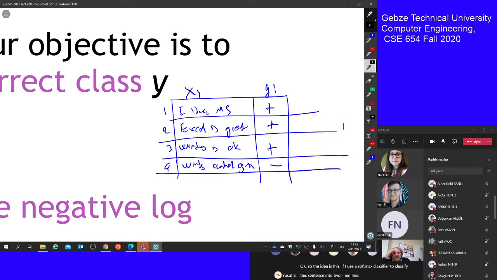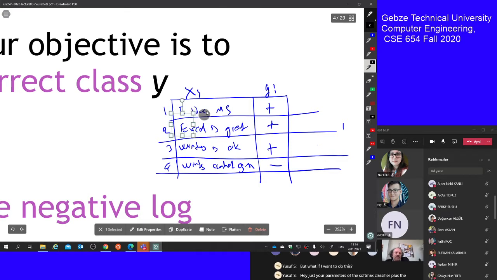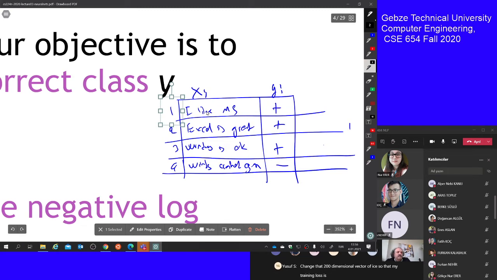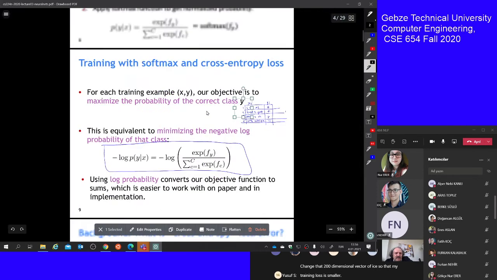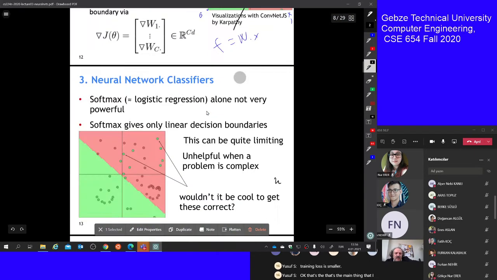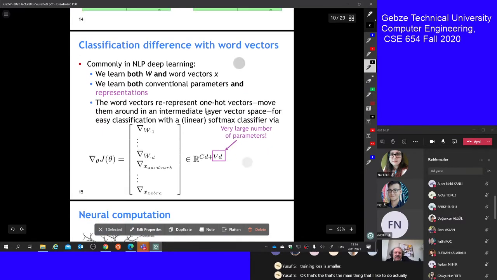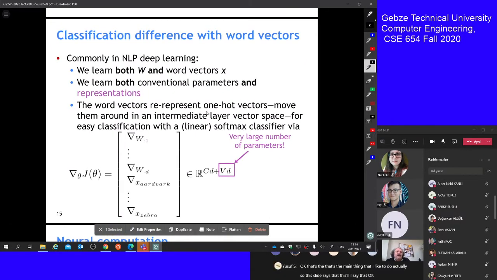But what if I want to do this? Adjust the parameters of the softmax classifier plus the parameters of those vectors. I mean, what is the vector of "I", that 200-dimensional vector? Change that 200-dimensional vector of "I" so that my training loss is smaller. Okay, that's the main thing that I like to do actually. So this slide says that. Okay, common in NLP deep learning, we learn both W and the word vectors.